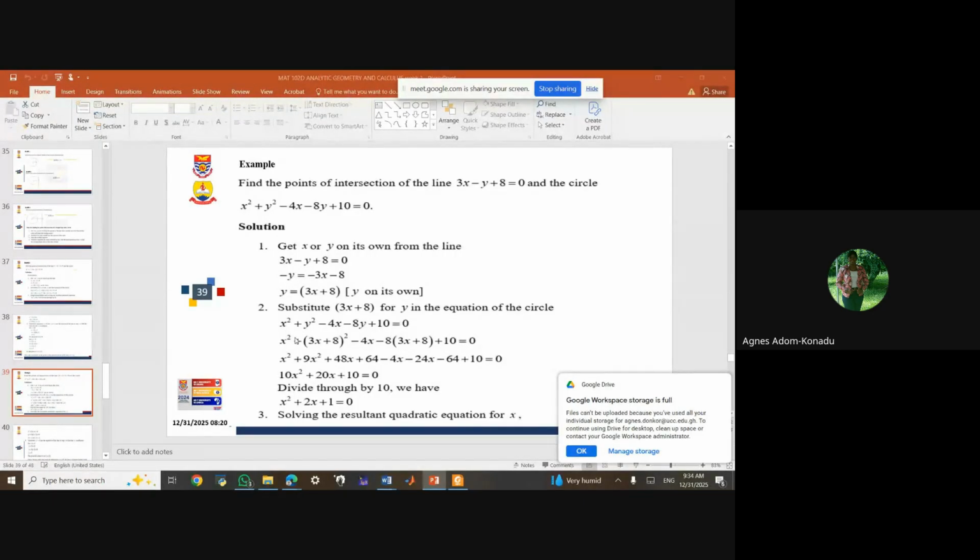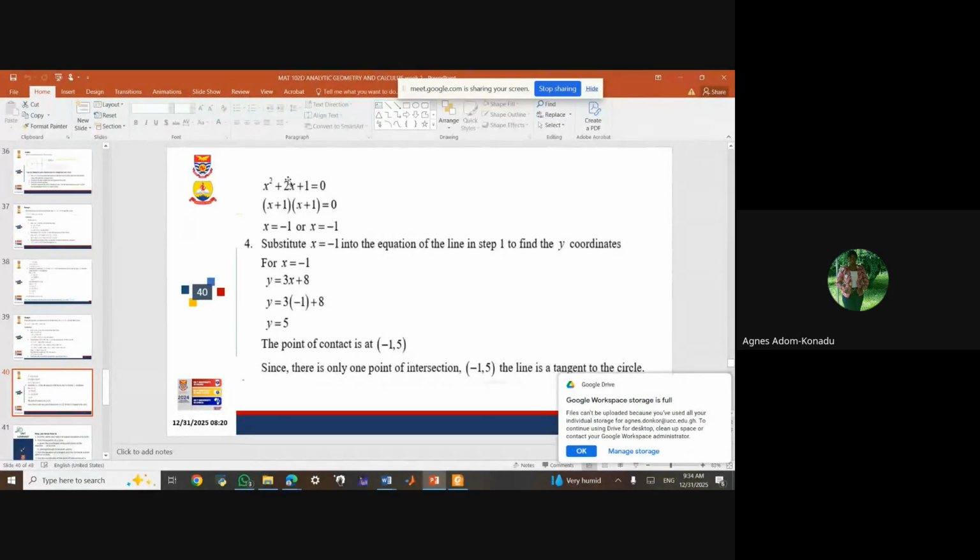Then I try to simplify. So when I simplify, I'm going to get 10x squared plus 20x plus 10 equal to 0. I divide through by 10, I'm going to get x squared plus 2x plus 1 equal to 0. Then I have to solve for x. This is a quadratic equation. So when you solve the quadratic equation, you are going to get x to be -1 and -1. So it's a repeated root.